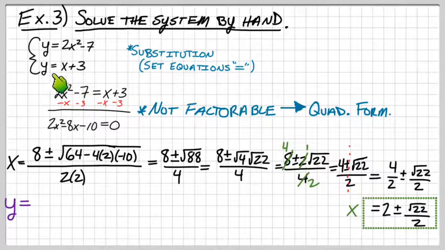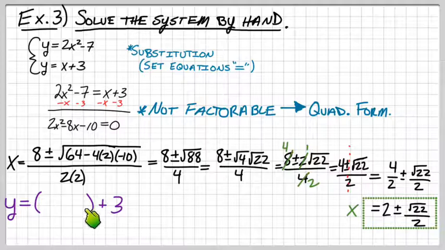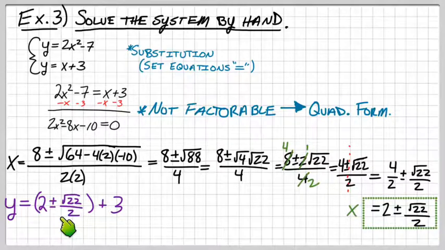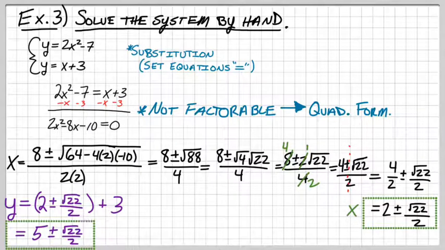Okay, well, if y is just x plus 3, I'm going to take this answer for x and put it in this equation. So x plus 3, and notice I left it blank. X plus 3, and put this 2 plus or minus root 22 over 2 in there. And then this is actually pretty simple. Just combine like terms, so the 2 and the 3 are like terms. So this is really just 5 plus or minus root 22 over 2. And those are our answers for y.